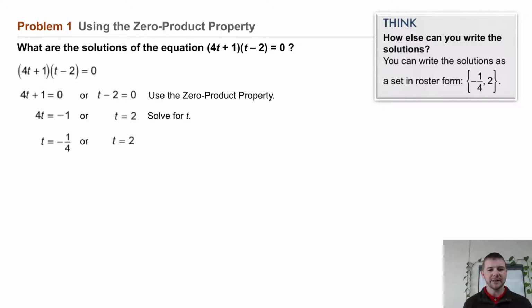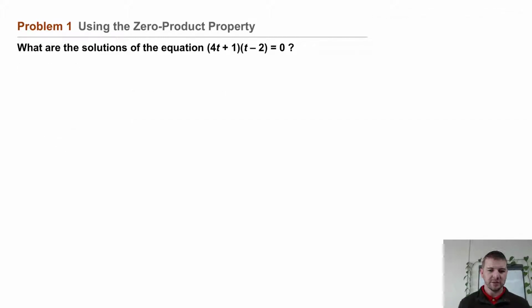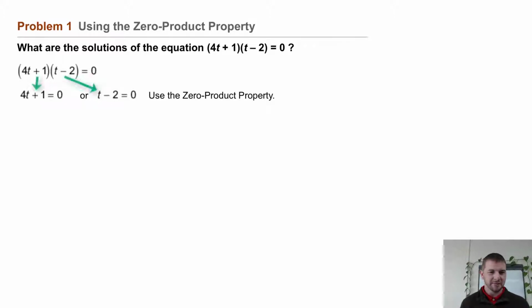Problem 1. Using the zero product property. What are the solutions of the equation (4t plus 1) times (t minus 2) equals 0? Separate into two equations, because we know if two binomials have a product of 0, then one of the binomials, or both, must equal 0.